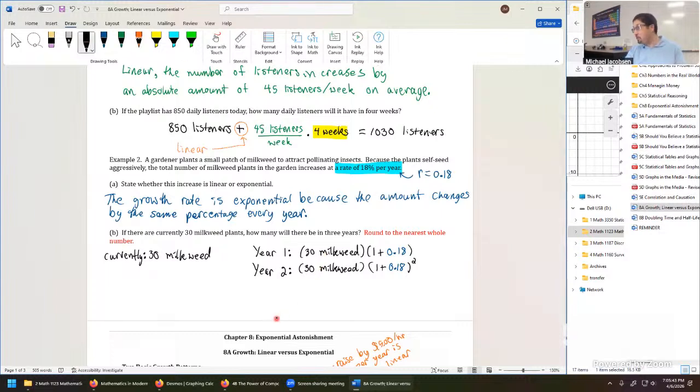If we want to know the amount of milkweed in the garden in year 3, take 30 milkweed, the starting amount, take 1 plus the growth rate, 18% as a decimal, 0.18, but now raise that to a power 3, and that would give us an answer.